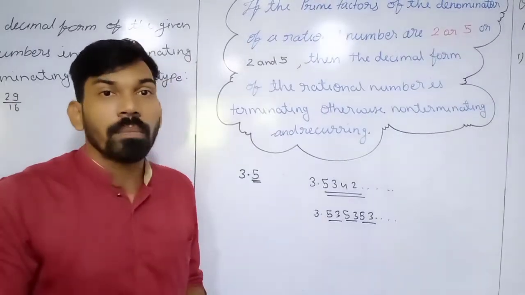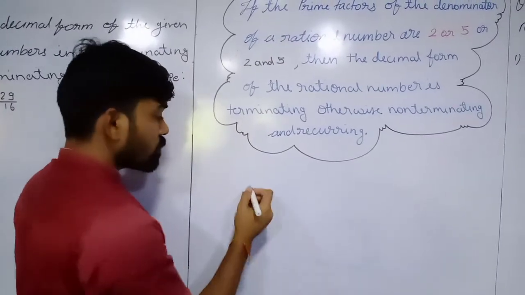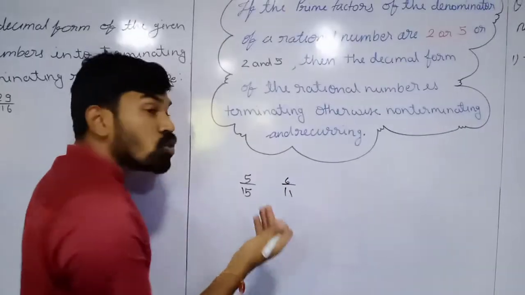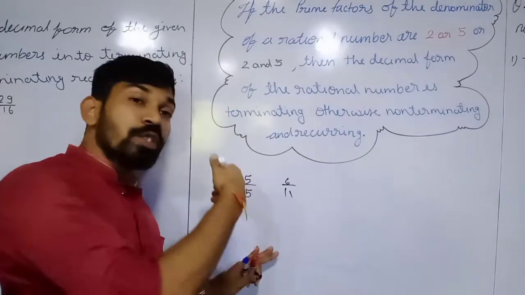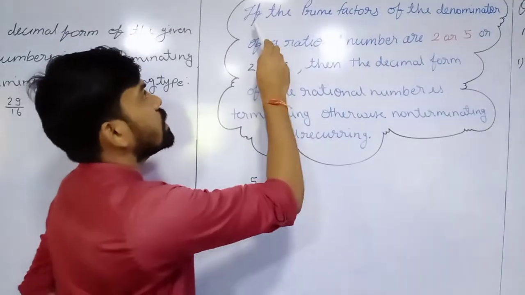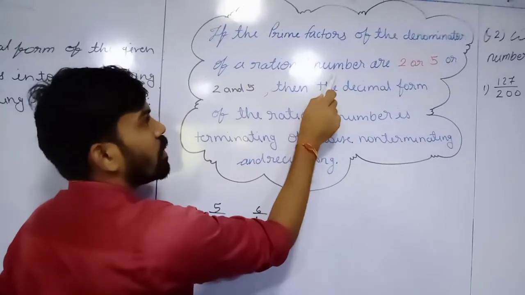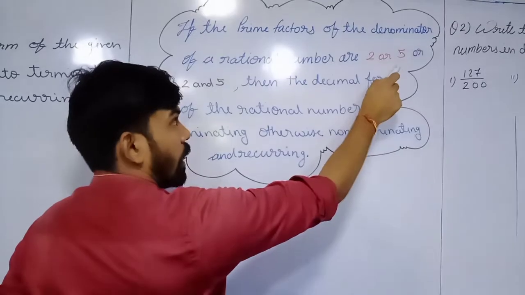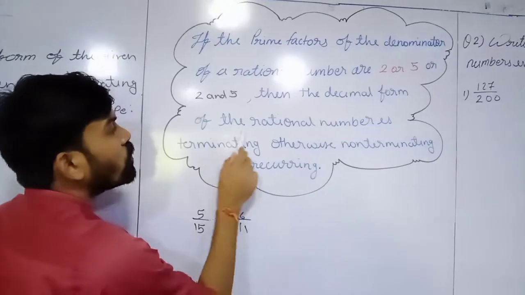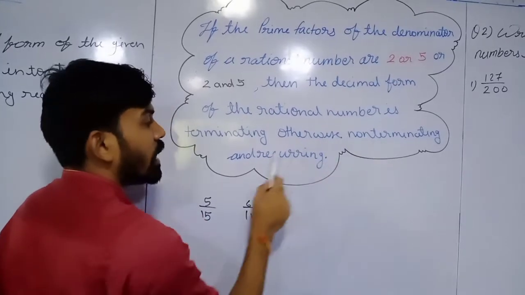But if we have rational numbers, how are we going to classify them into terminating and non-terminating? For example, I have 5 upon 15 or 6 upon 11. How could I say which one is terminating and which one is non-terminating? For that we have a rule. If the prime factors of the denominator of a rational number are 2 or 5 or 2 and 5, then the decimal form of the rational number is terminating, otherwise non-terminating and recurring.